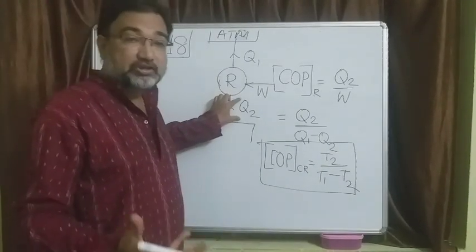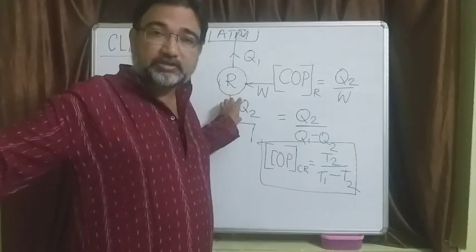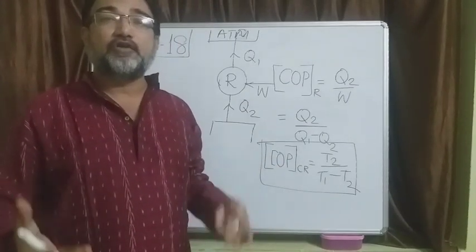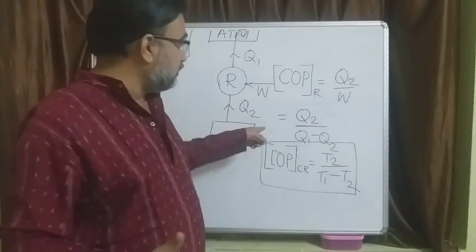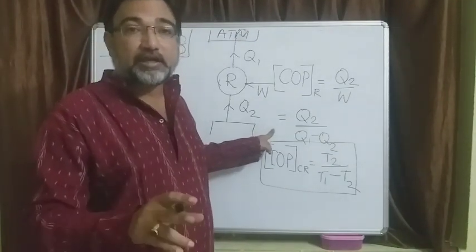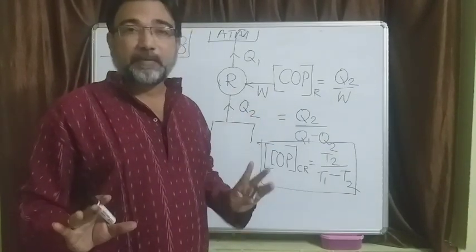That means it will extract Q2 amount of heat. For if you take a large number of refrigerators and all refrigerators will be extracting Q2 amount of heat from the cold body, then this will be the refrigerator which will be requiring minimum amount of W. So its COP is maximum.